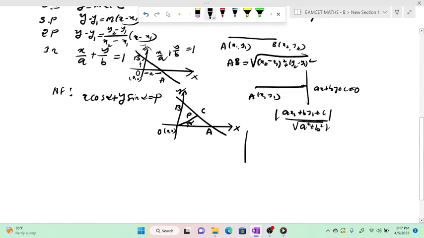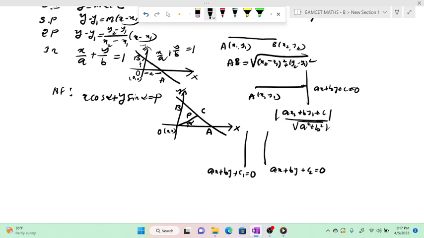Suppose L1 equals 0 and L2 equals 0. These two are parallel lines. The first line equation is ax plus by plus c1 equals 0, and the second line equation is ax plus by plus c2 equals 0. In this case, how do we find the distance between these two lines?